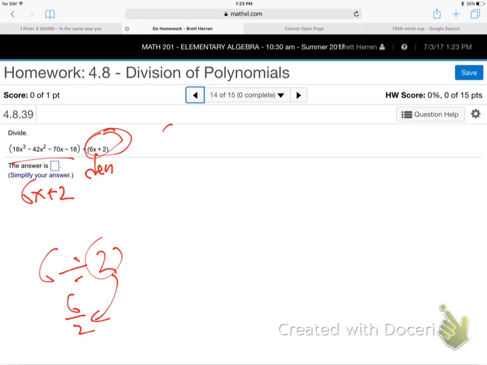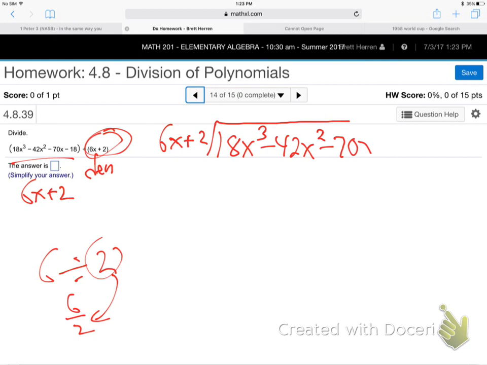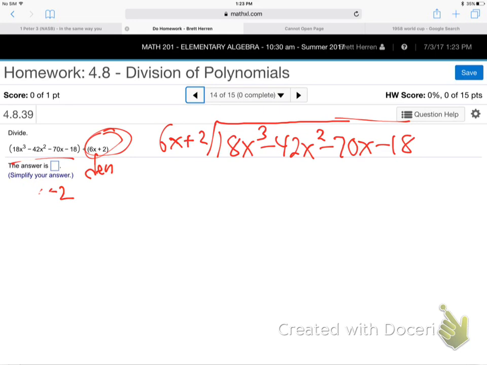Long division. So 6x plus 2 into 18x to the third minus 42x squared minus 70x minus 18. So, take it from there. Compare front to front.